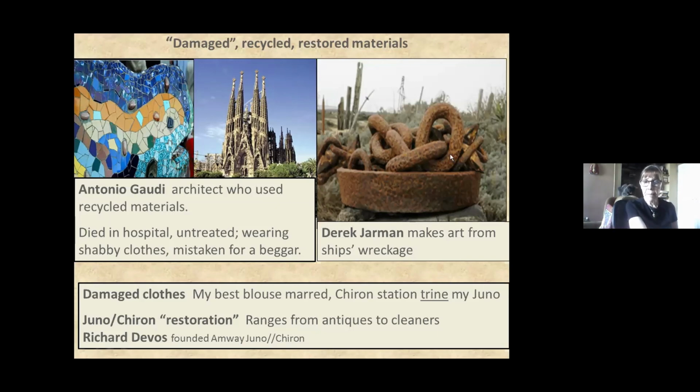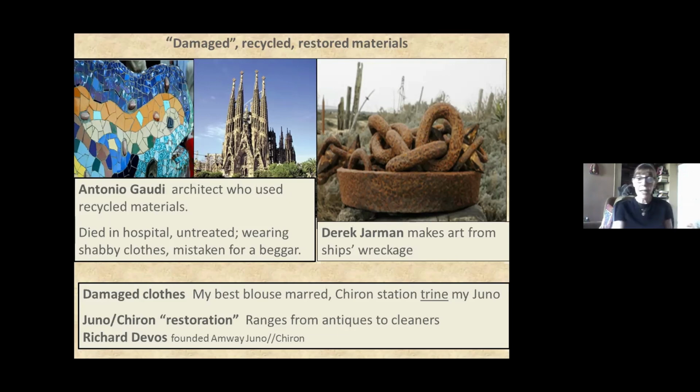Derek Jarman, he made art from wreckage. Who wouldn't want that? Now, let's talk about the damage of clothes. So I have a Juno Chiron story where Chiron was stationing trine my natal Juno. I was speaking at an event and they came up and pinned a little badge to me. I was wearing my best blouse and it had a big safety pin and they went right through my best blouse with that big safety pin. And that's what happened with a Chiron trine Juno.